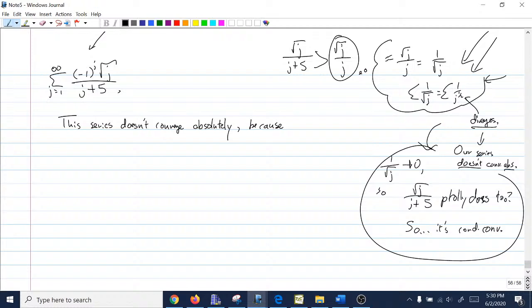This series doesn't converge absolutely because I should mention the sum j equals 1 to infinity of the absolute value of the terms.